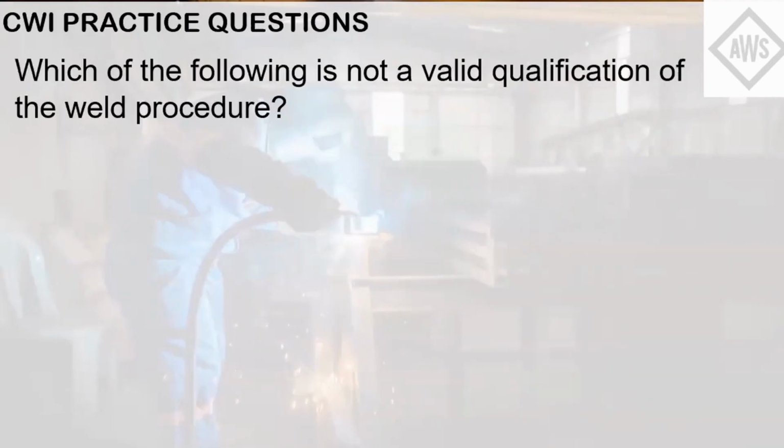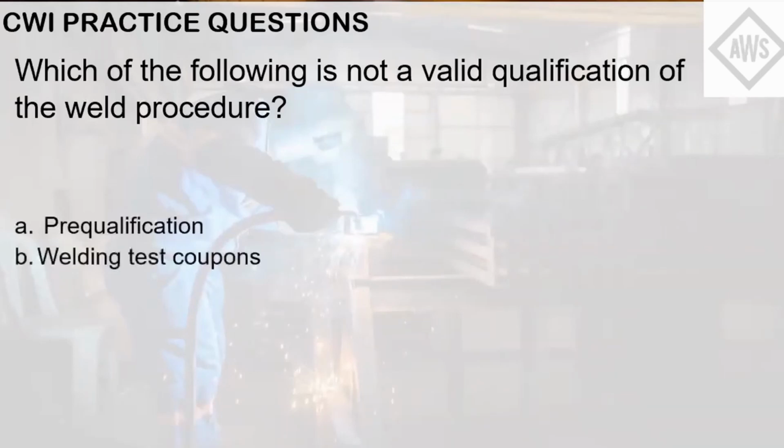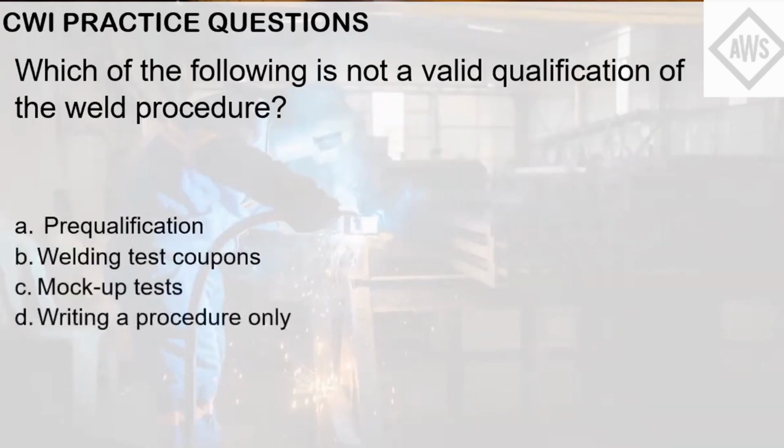Which of the following is not a valid qualification of the weld procedure? Letter A, pre-qualification. Letter B, welding test coupons. Letter C, mock-up tests. Letter D, writing a procedure only. If we run through the choices, pre-qualification is a valid qualification of the weld procedure depending on the code. AWS D1.1 specifies a pre-qualification of a welding process if the limits of the parameters are not being exceeded. Letter B, welding test coupon, is also a valid qualification of the weld procedure.